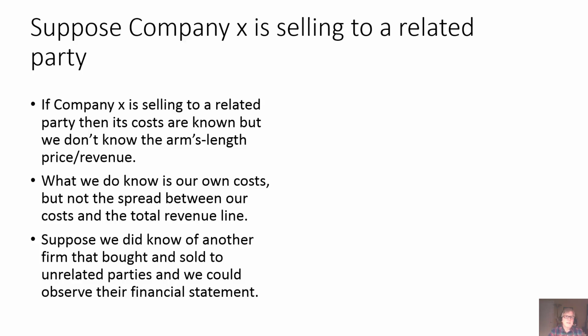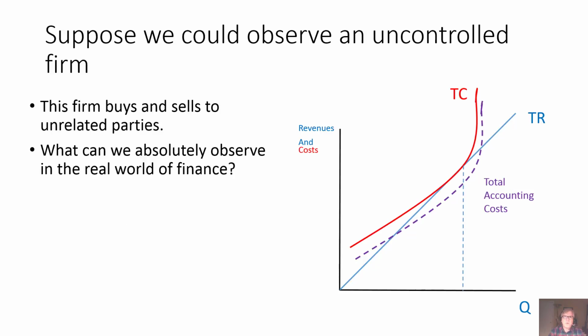Let's suppose that we know our own costs, but we don't know what our revenues should really be. We need to find some spread between how much more above our costs our revenues would be in a normal situation. And let's suppose that we did know of another firm, a third bullet point, that bought and sold to unrelated parties, and we could take a look at their financial statement. What would that look like? If we thought of that party as operating in a competitive situation, then we've drawn their curves over here on the right-hand side of the screen. They're buying and selling to unrelated parties.